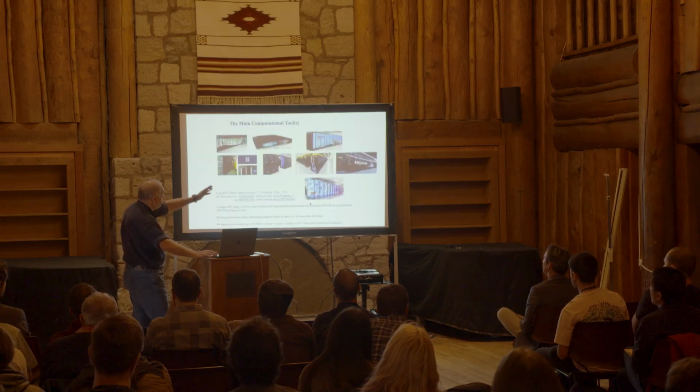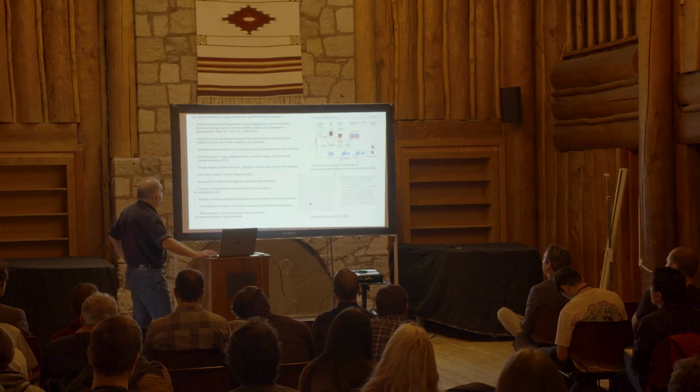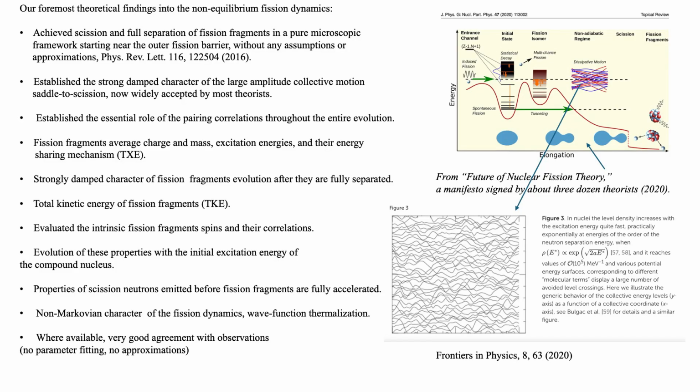Typically we use a range of supercomputers. And to go a little bit through theory: this is a picture from a paper published in 2020 by about three dozen theorists. I wasn't one of them, where they said that the motion outside the fission barrier is dissipative. As I said, if you're on a mountain slope and you don't have skis, you're going to go very slowly down the slope because you have very strong friction. Until then, basically everybody ignored that, except in some phenomenological models.